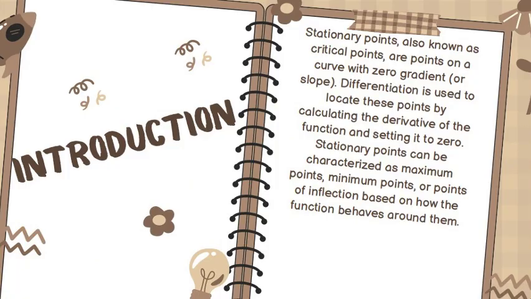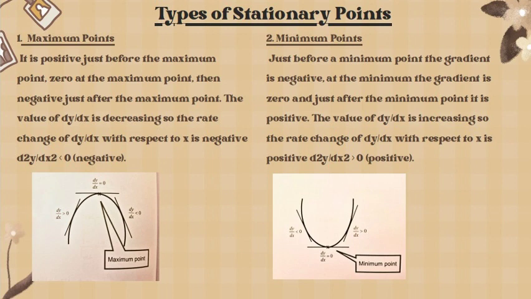Stationary points, also known as critical points, are points on a curve with zero gradient or slope. Differentiation is used to locate these points by calculating the derivative of the function and setting it to zero. Stationary points can be characterized as maximum points, minimum points, or points of inflection based on how the function behaves around them.